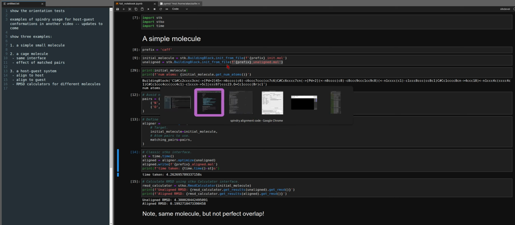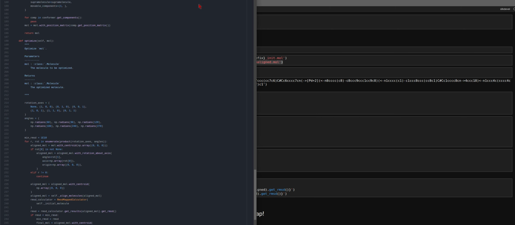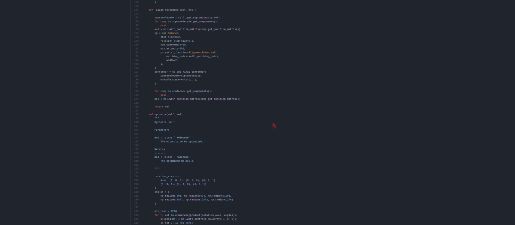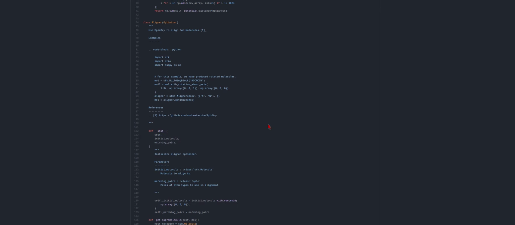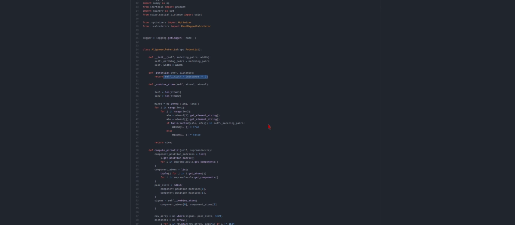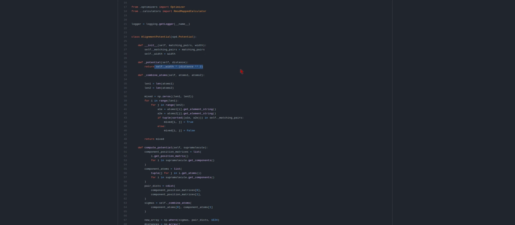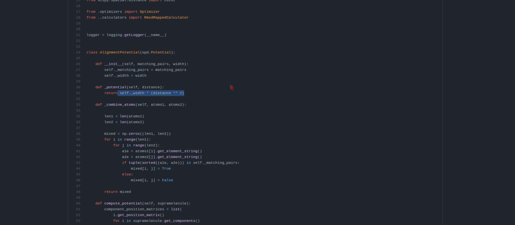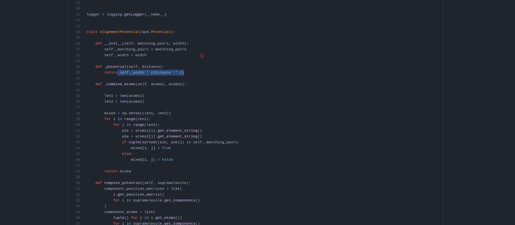I'm going to start by showing the actual source code for the Aligner. And I will just zoom in. The main thing I want to show and what this is based on is a new feature of spin-dry, which is the ability to use a custom potential or implement a custom potential. And here, for this problem, I've implemented the alignment potential.